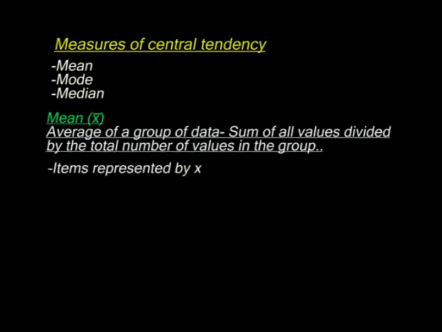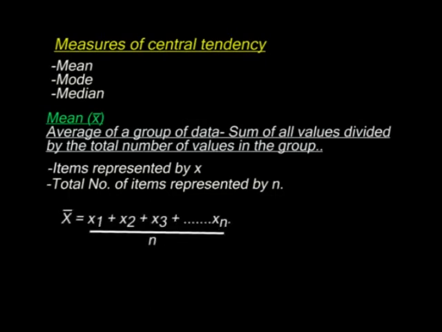Any one item in a group is usually represented by x. The total number of items is represented by n. So if we have n items, the mean shall be calculated as x bar is equal to x1 plus x2 plus x3 all the way to xn divided by n, meaning if there were 5 items, we shall have x bar is equal to x1 plus x2 plus x3 plus x4 plus x5 over 5.